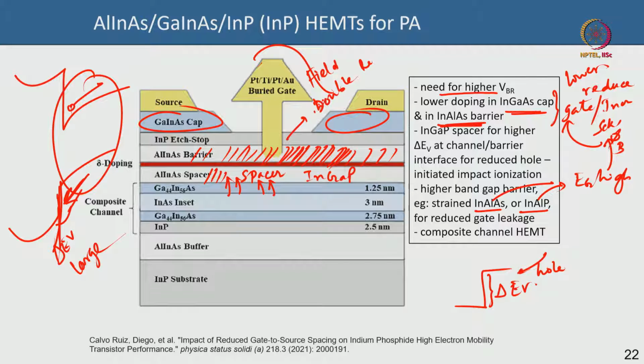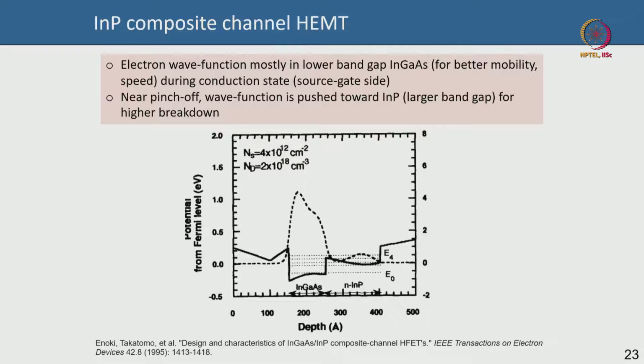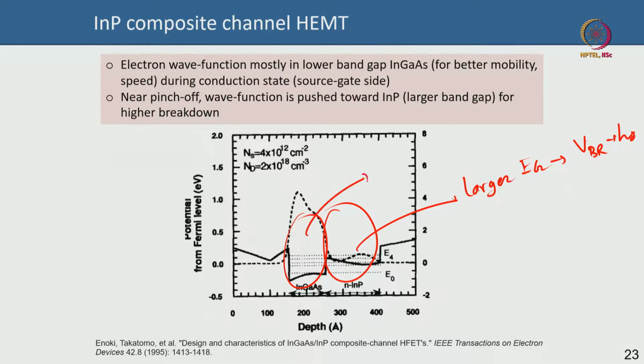Okay. And people can use composite channel. What is composite channel HEMT? I will come to that very soon. Composite channel HEMT essentially has two channels. There is one channel which is indium gallium arsenide, there is a second channel which is indium phosphide. Indium phosphide has a slightly larger band gap, and so the intrinsic breakdown here will be a little high, and indium gallium arsenide is a lower band gap material.